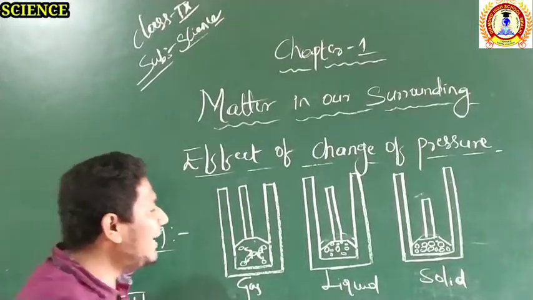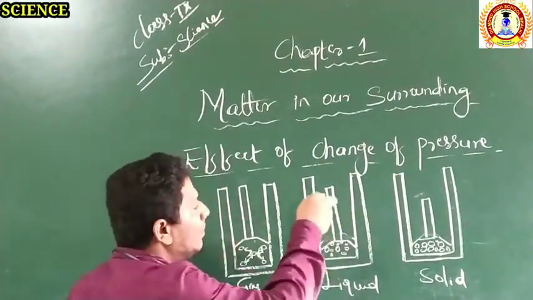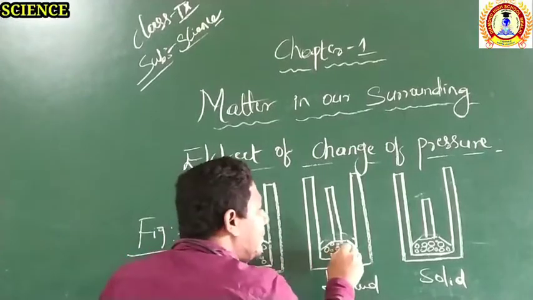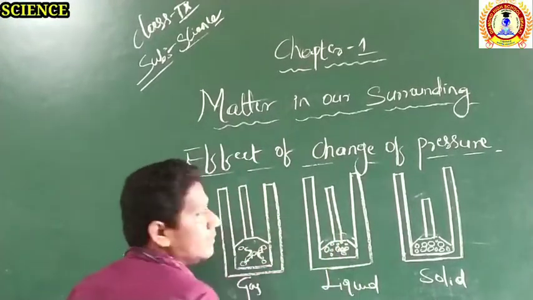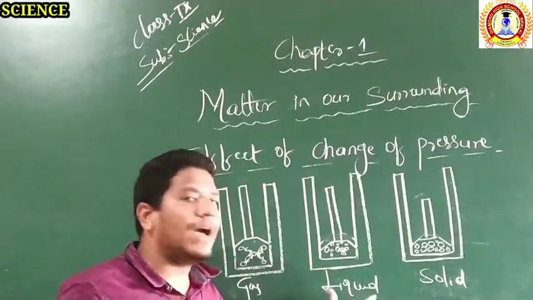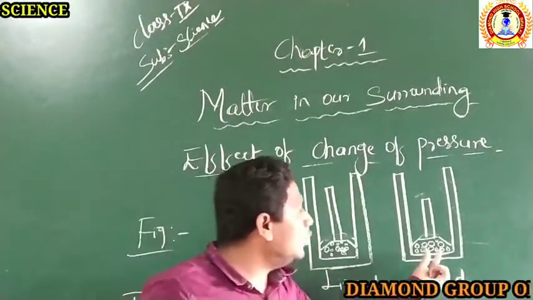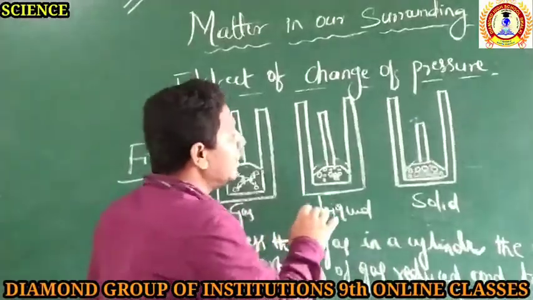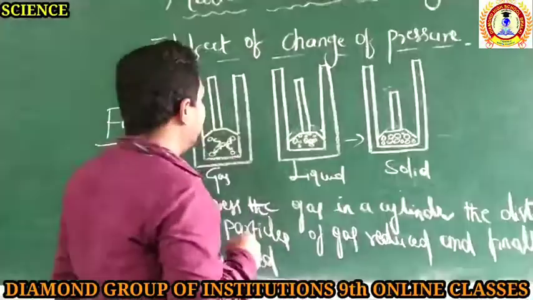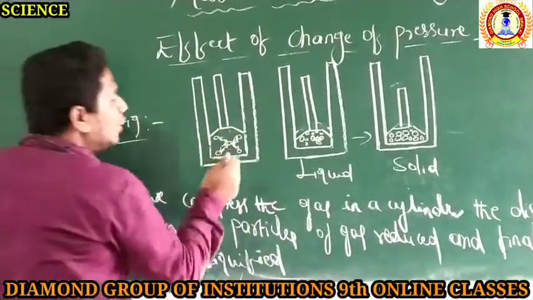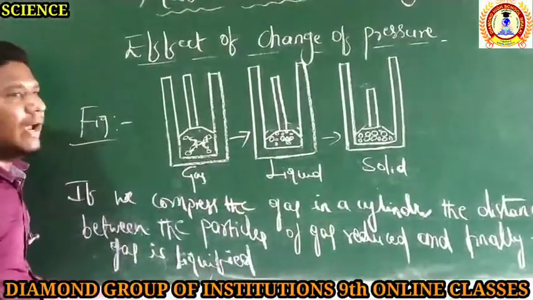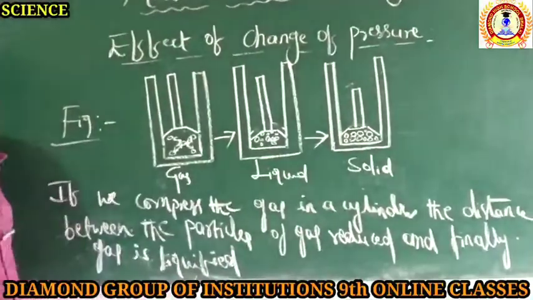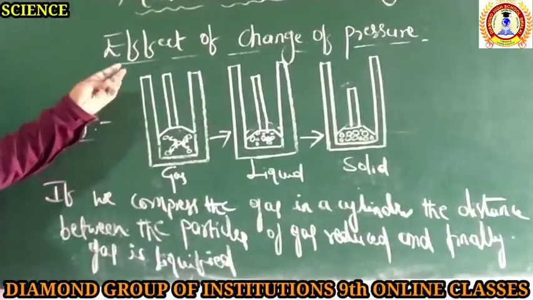Then again the molecules are compressed in the compressor. So what will happen? The gap between the molecules of the liquid state is again going to decrease, and as a result those molecules will come closer to the state of the solid, and the liquid will convert to the solid state. This means when we apply pressure to the gas, it will convert to the liquid state, and when we apply pressure to the liquid, it will convert to the solid state. So that is the effect of pressure. We can say the effect of change of pressure.